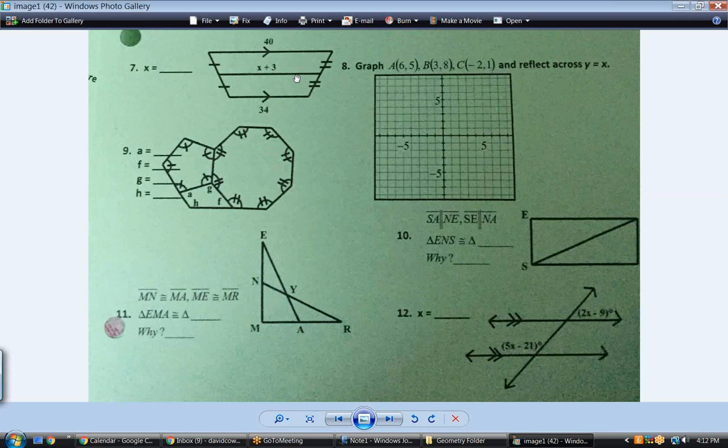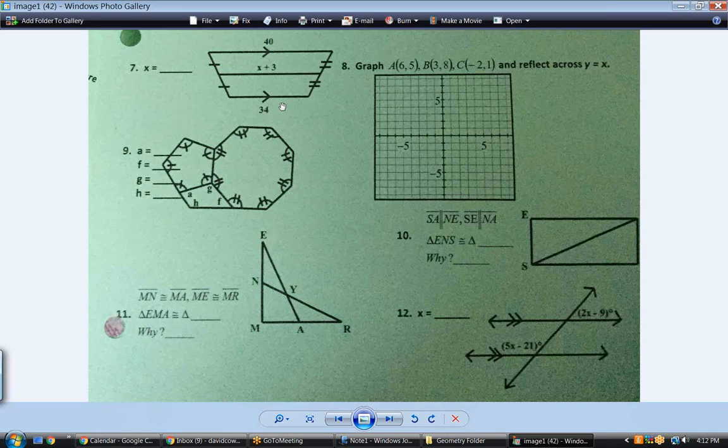Let's look at this trapezoid here. What's this line called? The mid-segment. Okay. What is true about the mid-segment of a trapezoid? That it is halfway. It's the average of the two bases. Okay. This being one base, that being another base. It's the middle. It's like the midpoint between 34 and 40. Well, how am I going to get the midpoint between 34 and 40? What's the rule?